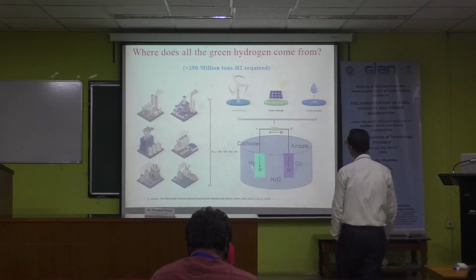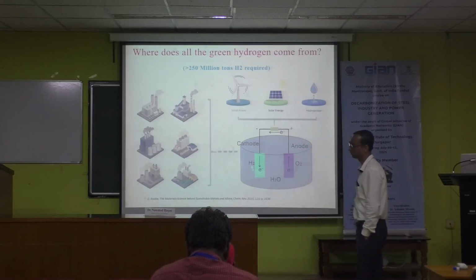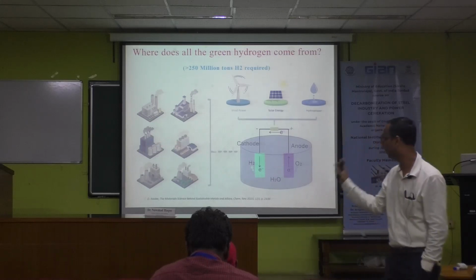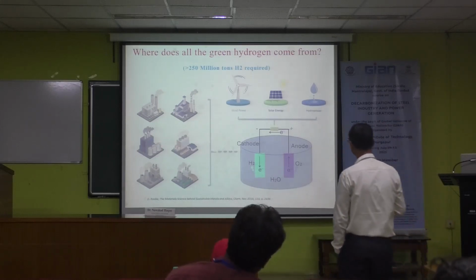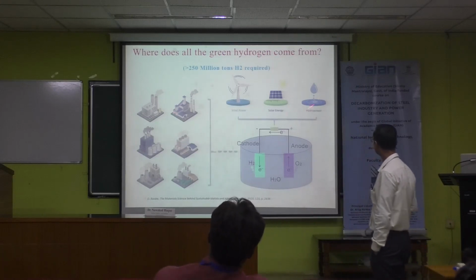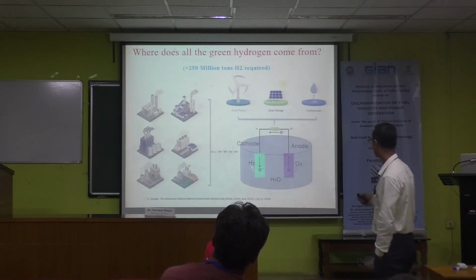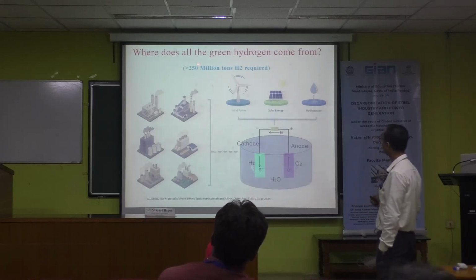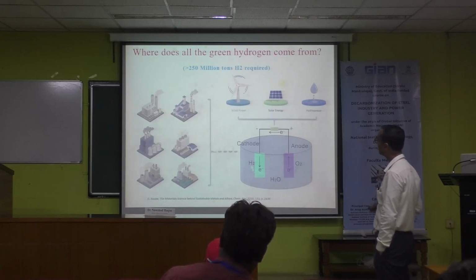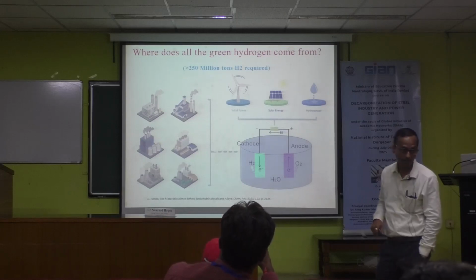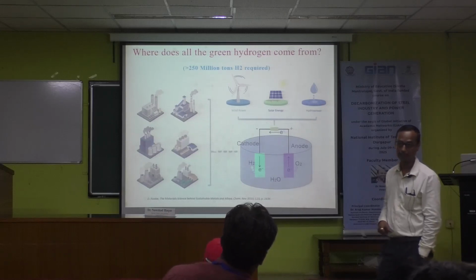Like where does all the hydrogen come from? We are talking about only the green hydrogen. Green hydrogen means we have the renewable source of energy we can take, and this is why we will produce that. It requires 250 million tons of hydrogen in the world. So it is very difficult to generate.